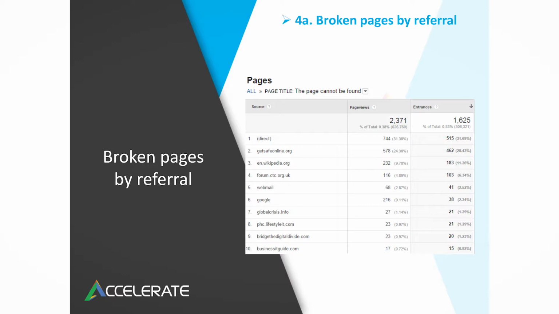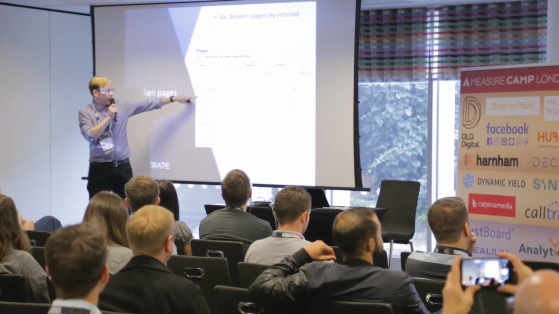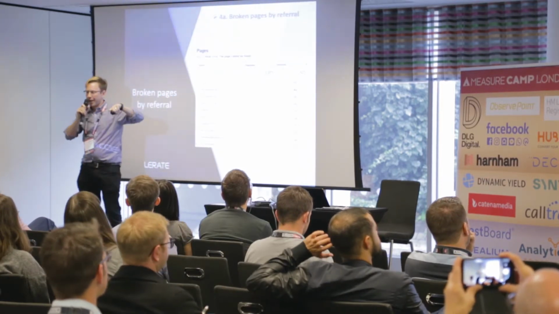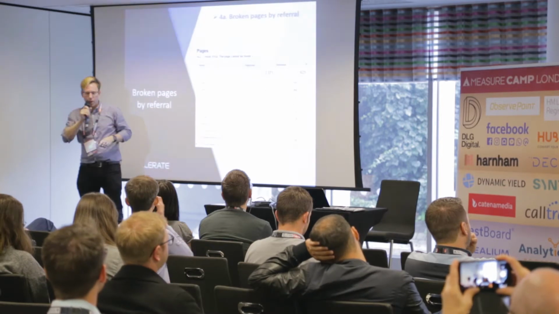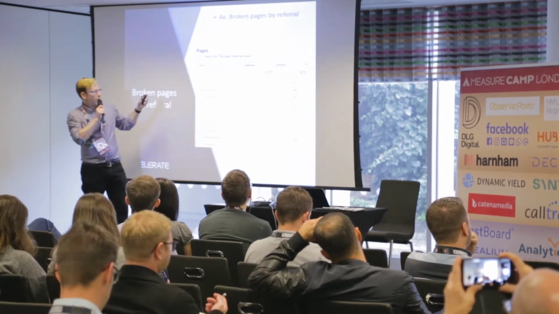So a similar sort of report, this is number 4. This is going to the report which shows traffic from people landing on broken pages. Now these are referral lands. So in this example, we've got traffic coming from Wikipedia, where they've clicked on a link and then gone through to Computer Aid's website, but they've landed on a broken page. This page cannot be found.